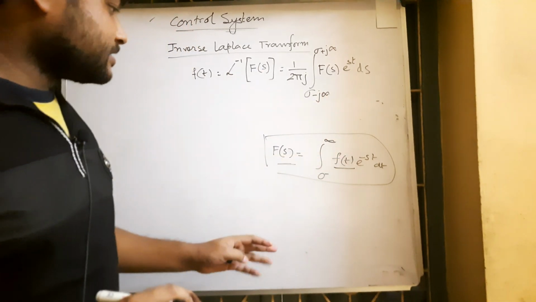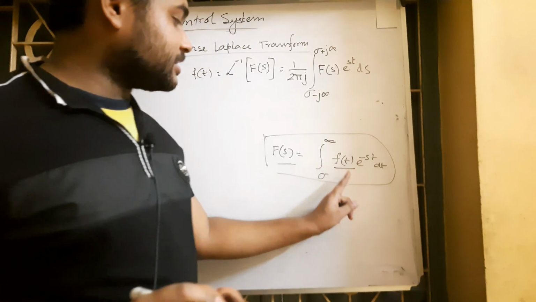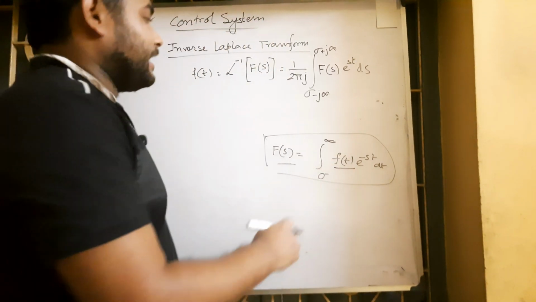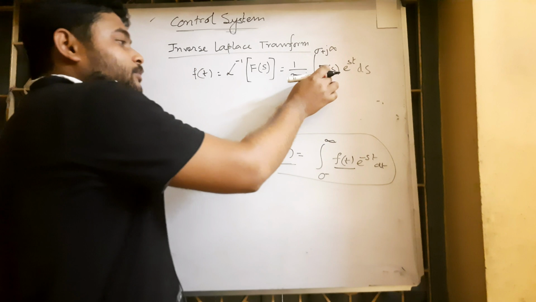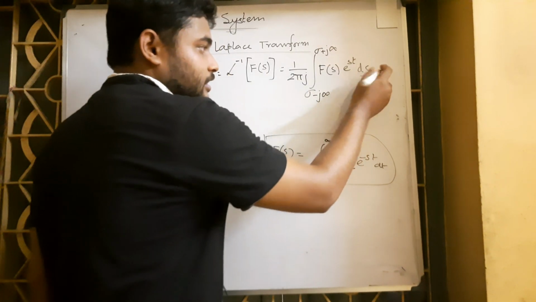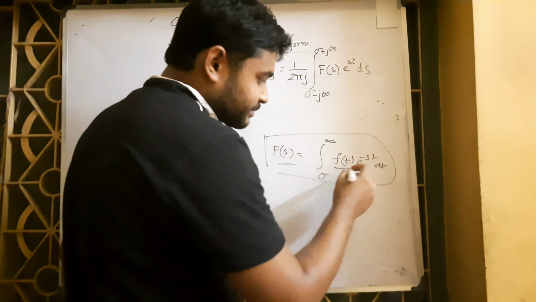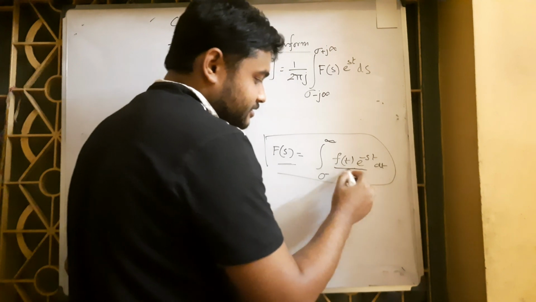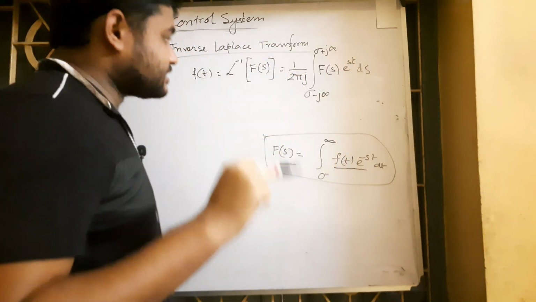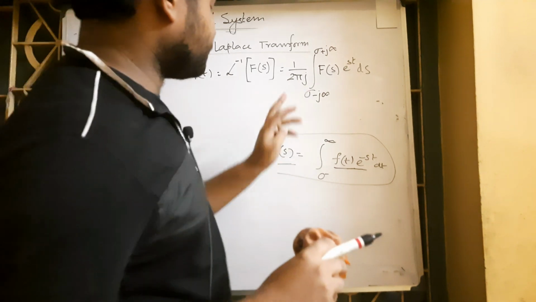Now the significant difference is that you had f of t and you were transforming that time domain function into the frequency domain, so the integration was with respect to t. Now you have F of s and you are converting this S domain function into a time domain function, that's why your integration is with respect to s. And one thing to remember: in the Laplace transform it is e to the power minus st, but in the inverse Laplace transform it is e to the power plus st. The 1 by 2 pi j term is there too.